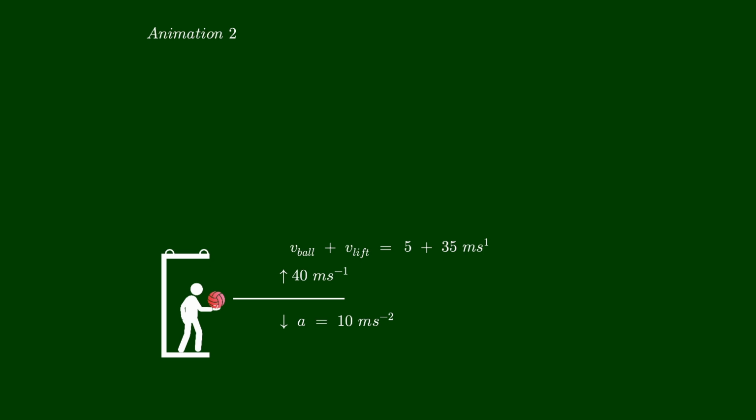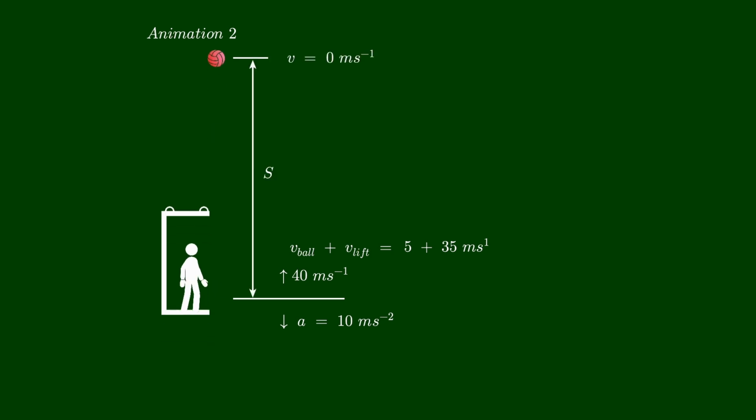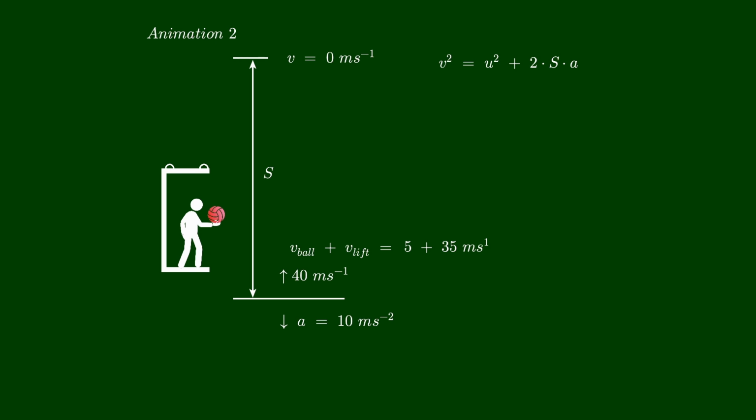Let's calculate the maximum height that the ball will reach. The velocity of the ball relative to a point on the ground is 40 meters per second. The ball will reach its maximum height when the velocity is 0. We can use this kinematic equation to calculate the maximum height. This expression will give the maximum height as 80 meters. This is relative to a point on the ground.